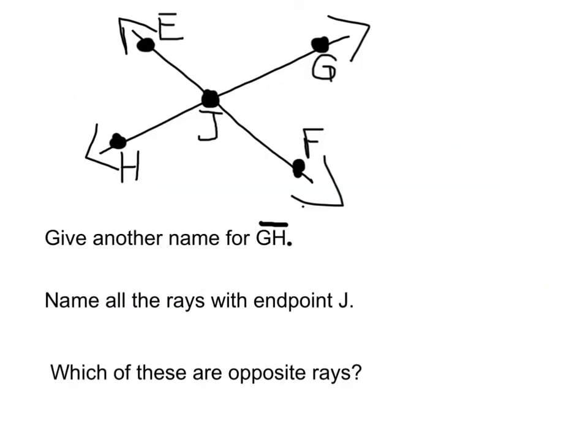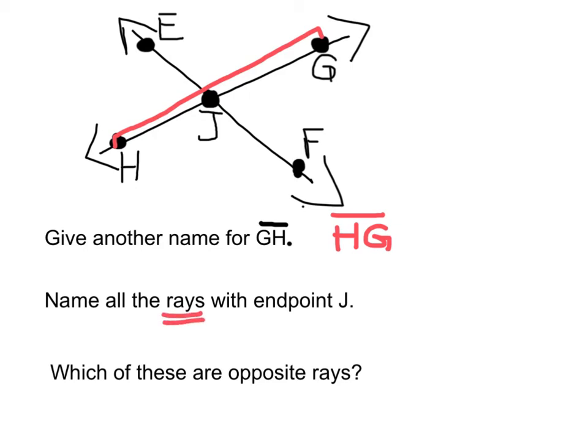Okay, this says give another name for GH. Well, here's G, and we're going to H, and this is a segment because it's denoted with a line over it. So segment GH would be the same thing as segment HG. That's just another way of saying it. It does not matter where you begin or where you end in a segment. Now with a ray, it does matter.